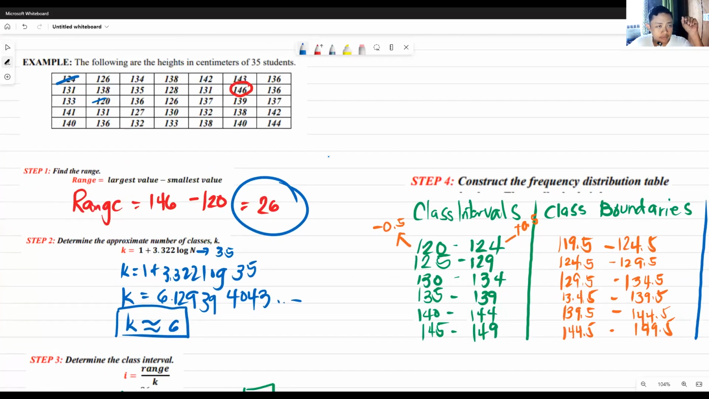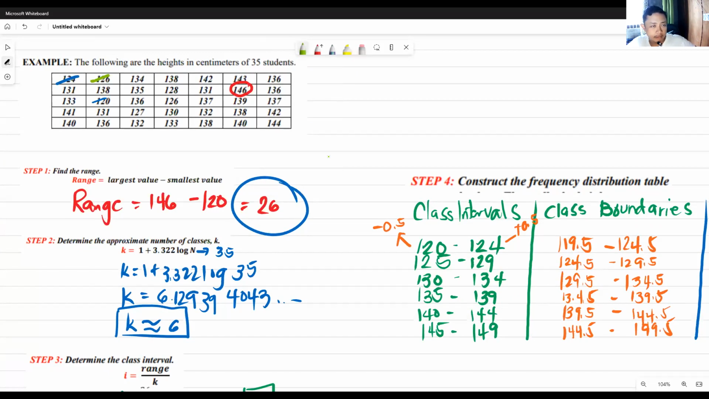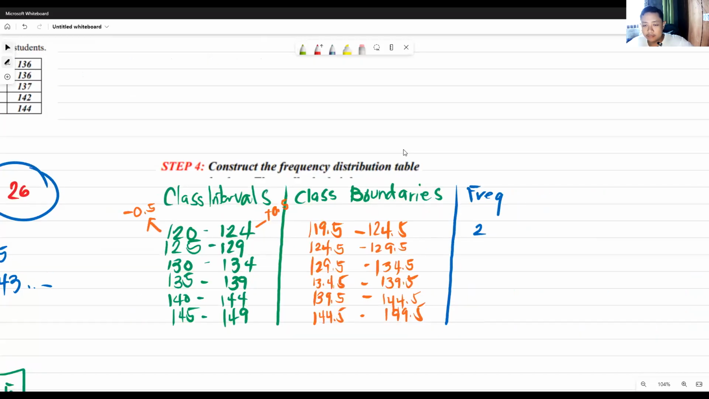Okay. So from 125 to 129 naman, ilan? 125 to 129, 1. Gagawan ko ng ibang kulay para di ako malilito. 125 to 129. 1, 2, 3, 4. So there are 4. Frequency here is 2. Ay, sorry, 4.